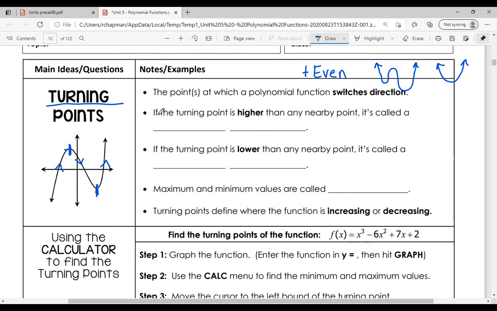Okay? Now, if the turning point is higher than any other point, this is called the relative maximum. Such as this graph right here, this would be your relative maximum point. Because even though my infinity arrows go up forever, that's like the highest peak in the problem in between those arrows. Okay, if the turning point is lower than any nearby point, it is called the relative minimum.